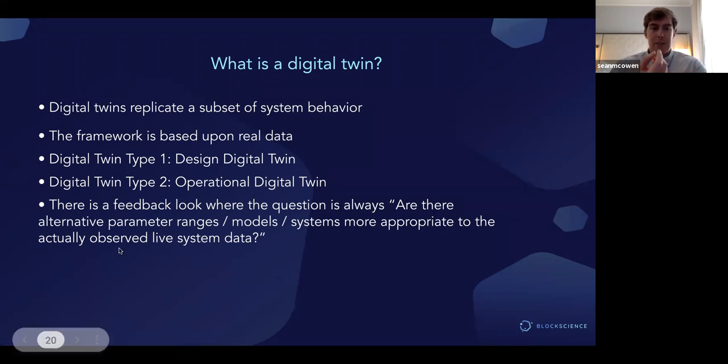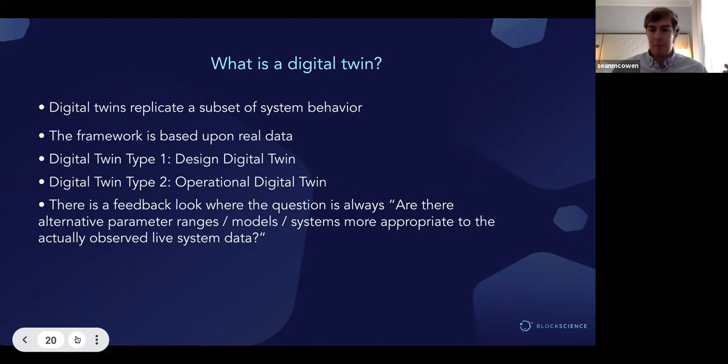And there are two different types of digital twins: your design digital twin, which is more based on trying to design policies, do research, understand things. And then your operational digital twin, which is much more centered on how you monitor a system and how you do short-term projections into the future. So it's those two different categories.